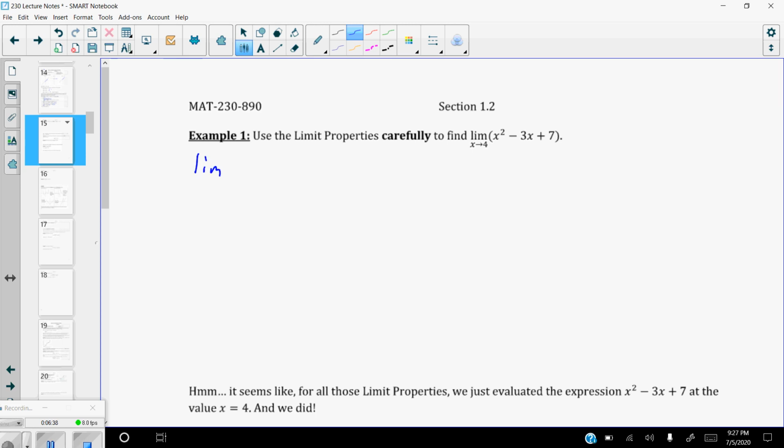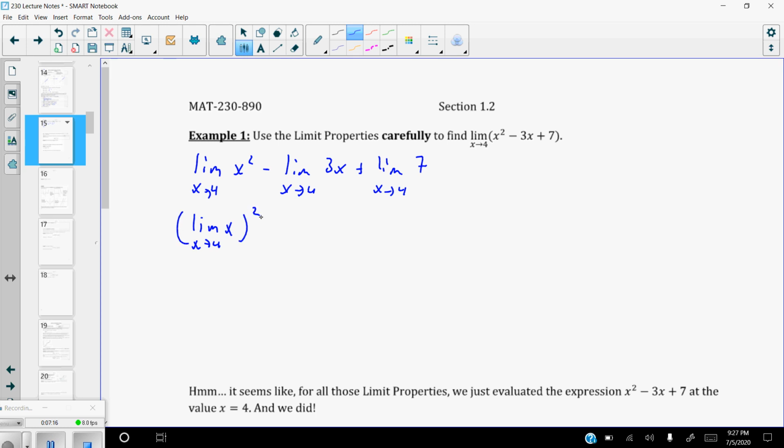We're going to take the limit as x approaches 4 of x squared. Then we're going to subtract the limit as x approaches 4 of 3x. And then we're going to add the limit as x approaches 4 of 7. There's more properties to be used. The first one has a squared on it. So what that says is because the function itself is being squared, I can take the limit as x approaches 4 of x and then square the whole thing.